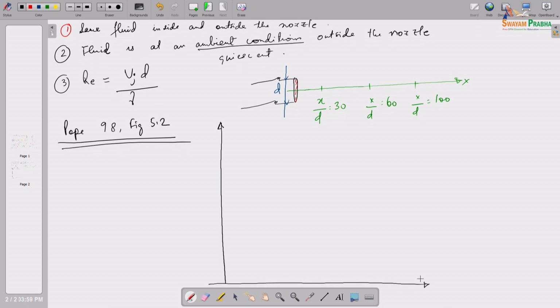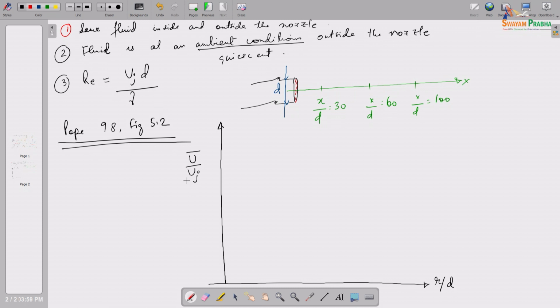What I have on the x-axis is essentially r by d. So when r is equal to d, that's 1, right? And this one is actually u mean by jet velocity, so the mean velocity by the jet velocity.